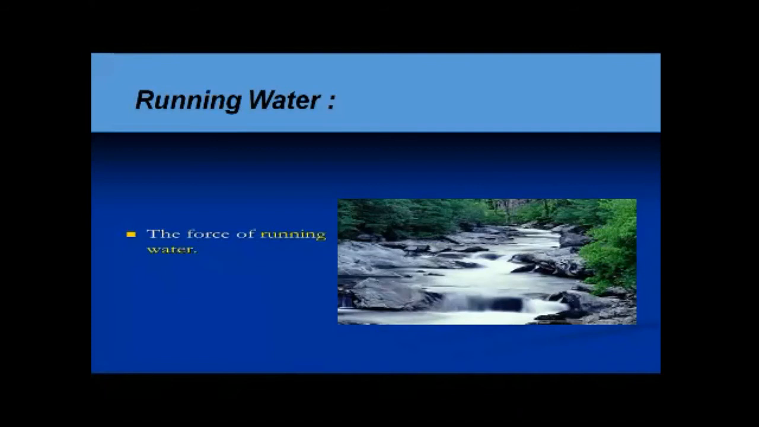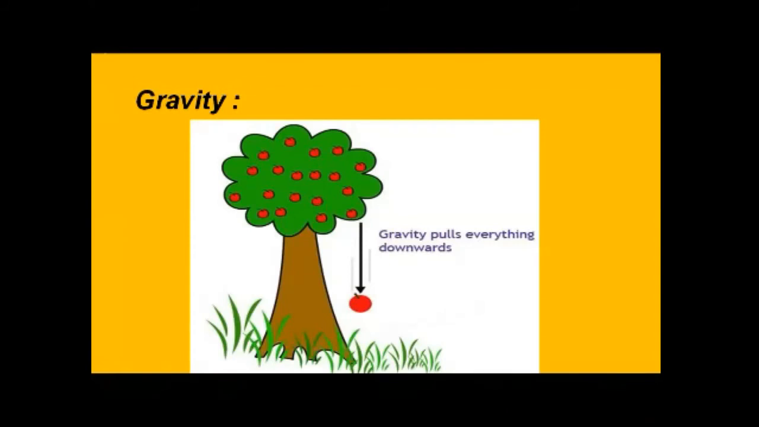Running water is also a type of force. The force of moving water is used in dams to produce electricity. You know that by water we can produce electricity. Okay, beta, take a screenshot. Now the next one is gravity. When this apple falls to the earth, it is because the earth has an attractional force. This attractional force is gravity. Have you got it? This attractional force is gravity that can pull everything towards it.